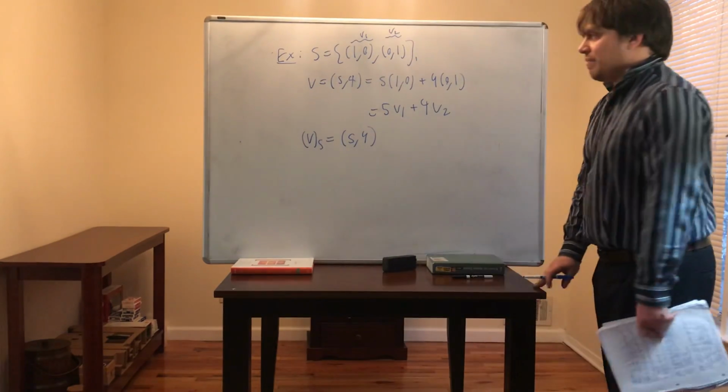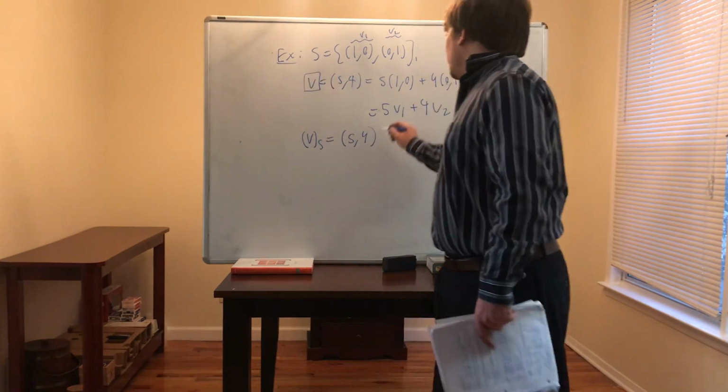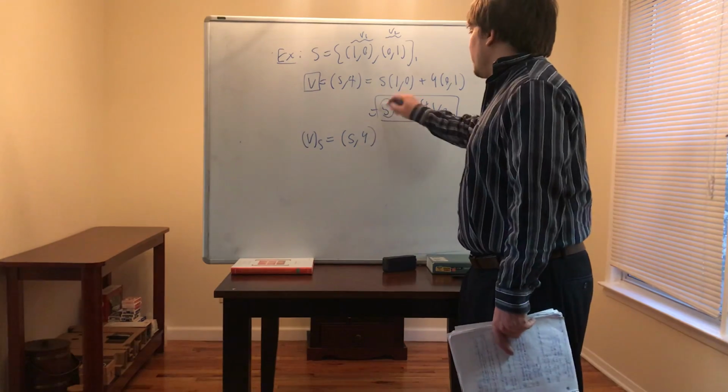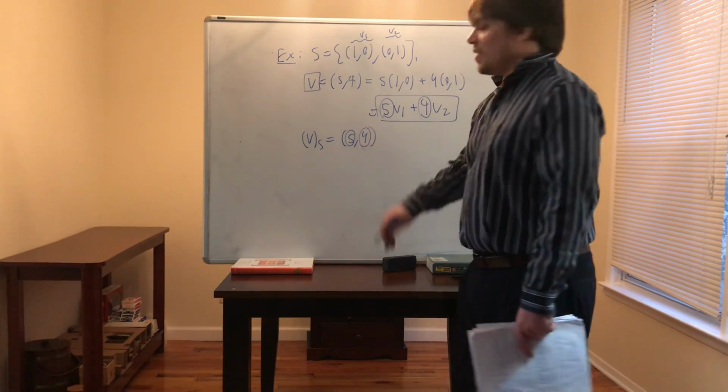It would actually be the same vector as the original vector. But it would be because I express v as equal to 5 v1 plus 4 v2. And so the coefficient next to v1 is the first component, and the coefficient next to v2 is the second component.